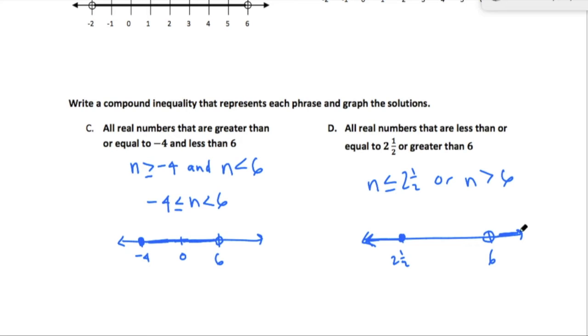Great. So next time we'll look at how we actually go about solving some compound inequalities.